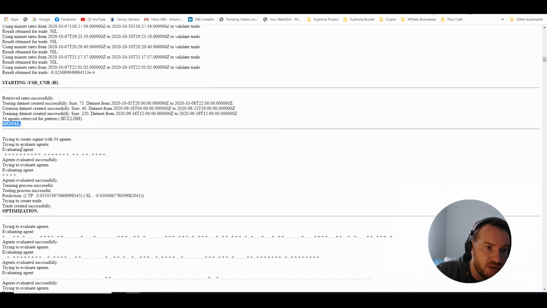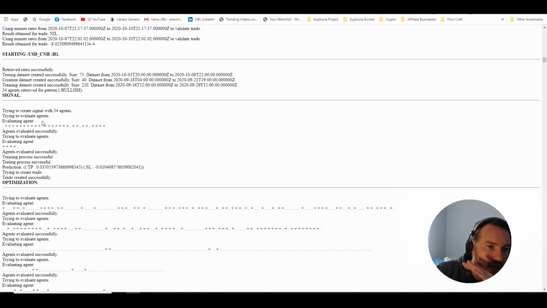Then it's onto the signal, trying to create a signal with 34 agents, so it evaluates the agents. It figures out whether or not it trades at different points in this data, so it's looking at the different data points. A plus is for an agent that would have traded there. A dot is for a data point that would have had no trade. It does it twice, comes through, finishes the evaluation, the training process is successful, testing successful, spits out a prediction based on the most activated agent.